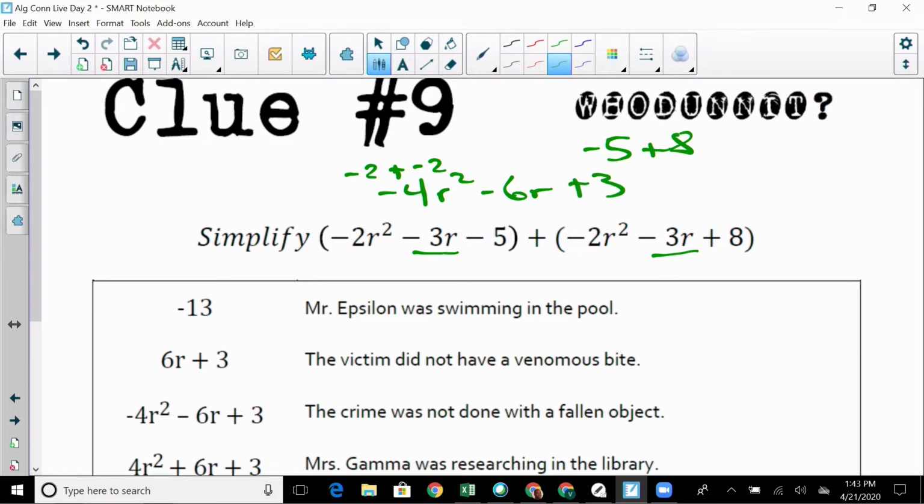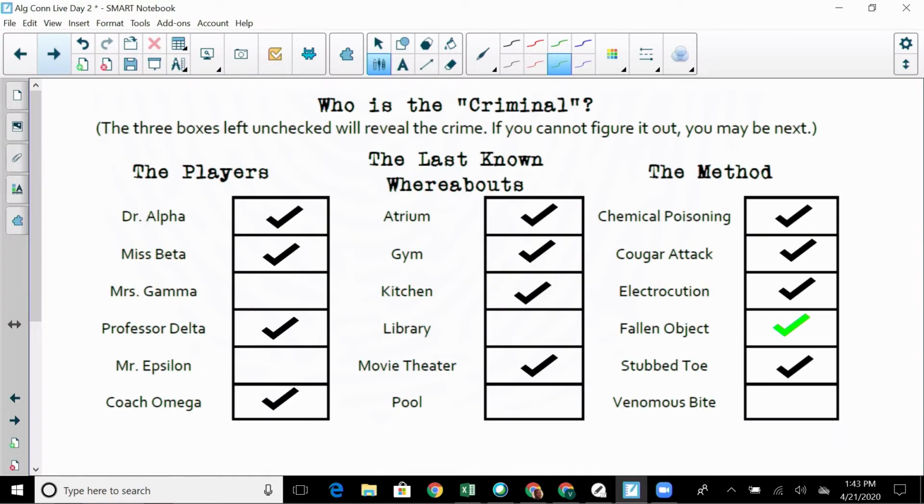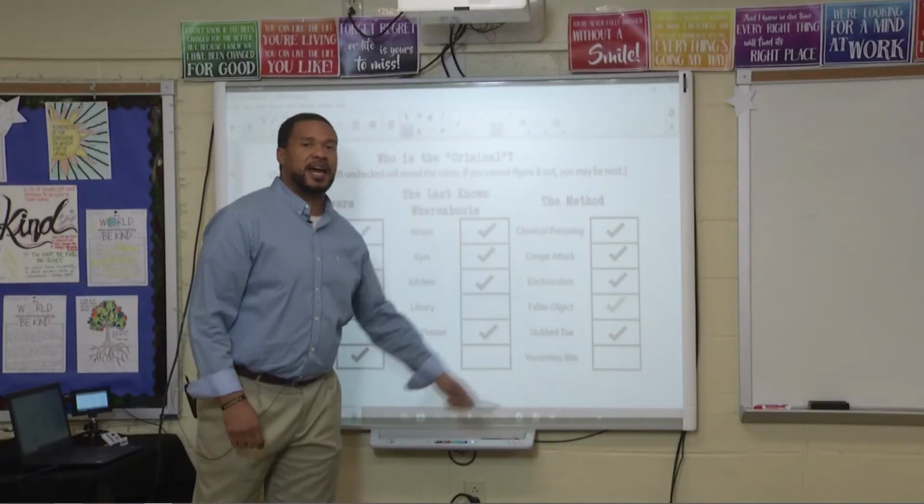We come to our list, find that term, and here we go. It was not a falling object. So we check that off our clue box. A falling object did not occur.